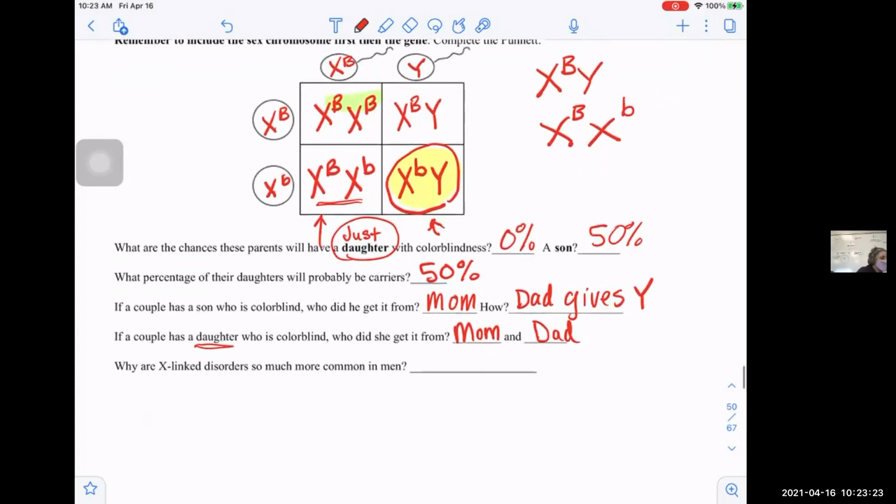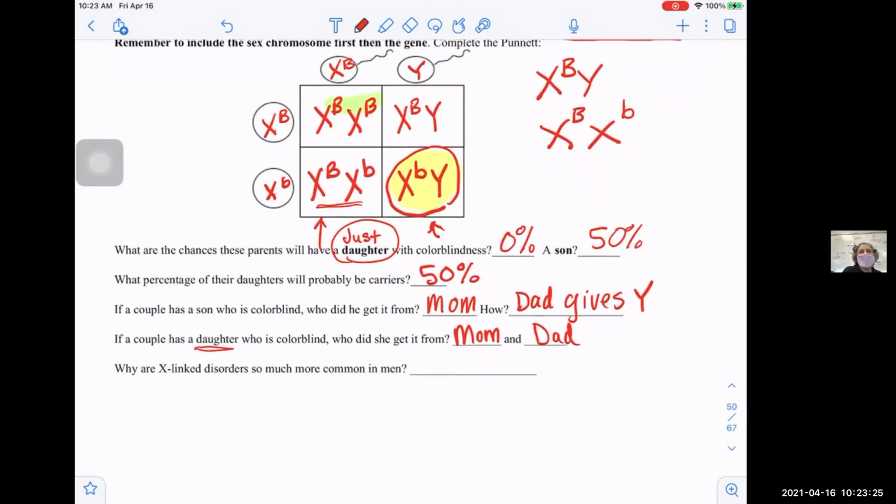So why are X-linked disorders so much more common in men? It only takes 1 X, right? So males only have 1 X. Yep. So they only have 1 X. If they get it, they have the disorder. It can't get another one and cover it up and mask it like females can. They get 1 shot, right?